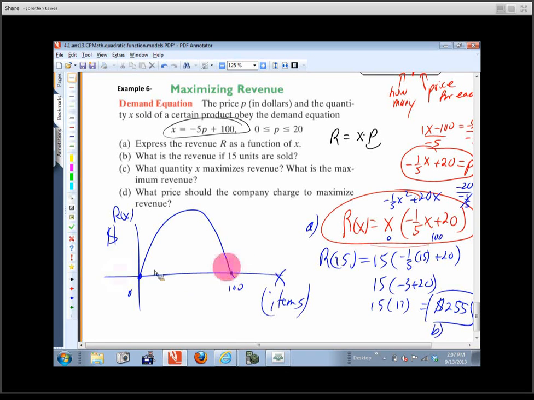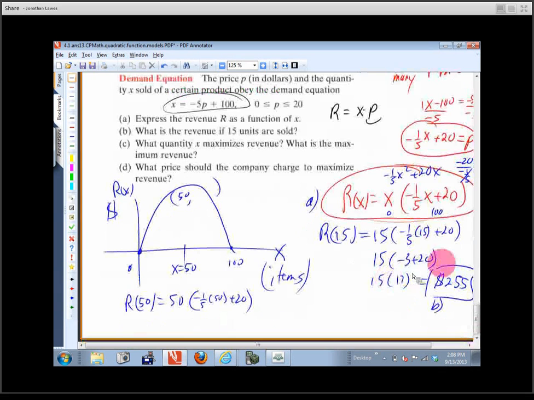Just take a look at this. How many do we have to sell to have the most revenue? 50. Okay, x has got to be 50. So if I plug in a 50, what do I get? Well, let's take a look. If I want to figure out what R of 50 is, that's going to be 50 times negative 1/5 times 50 plus 20.